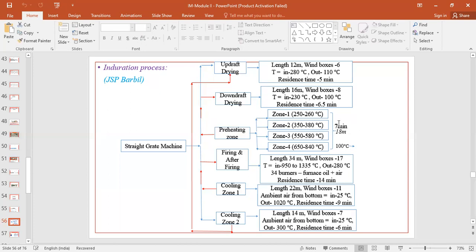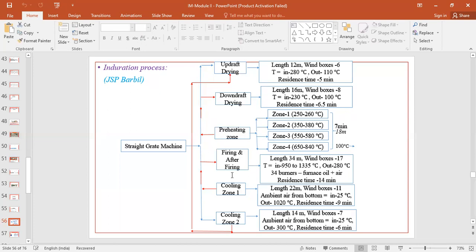And the total length of this particular preheating zone is around 18 meters, and the residence time of the pellets inside this chamber is around 7 minutes, and the outgoing temperature is around 100 degrees centigrade.